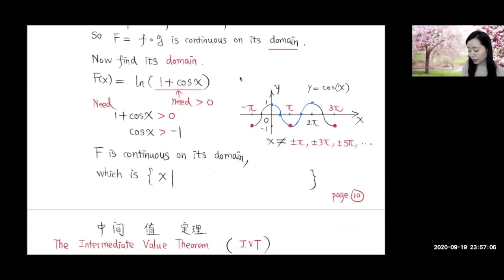So the function big F is continuous on its domain, which is all real numbers x such that x is not an odd multiple of pi. I use 2n plus 1 here, where n is an integer. Then 2n plus 1 will represent an odd number. So x does not equal any odd multiple of pi. That's the domain for that function.